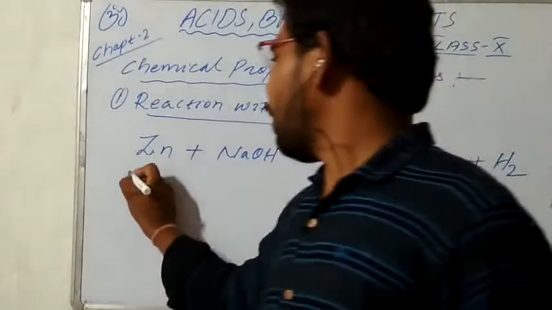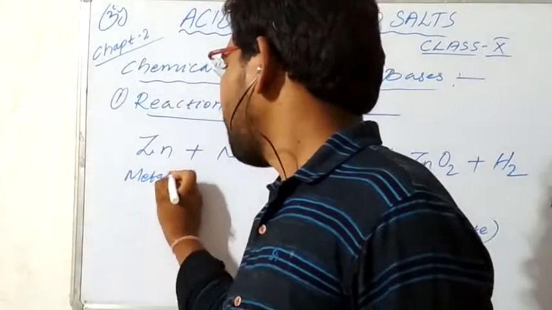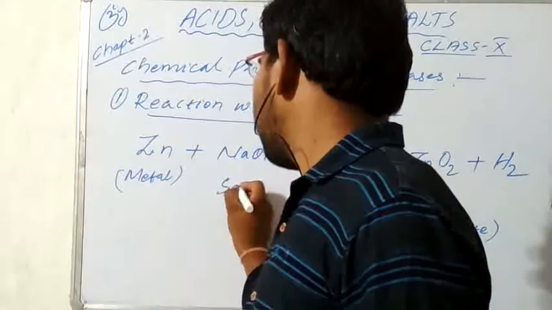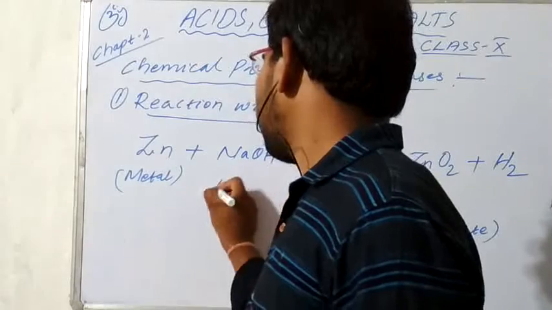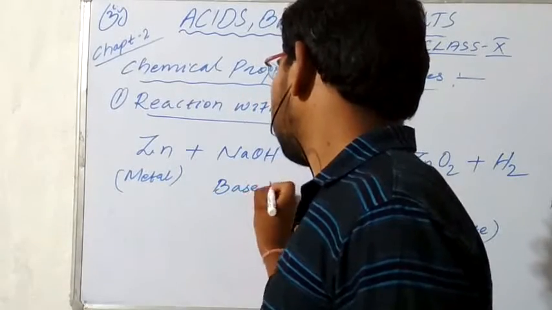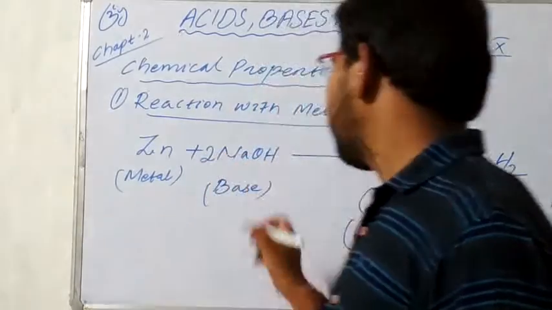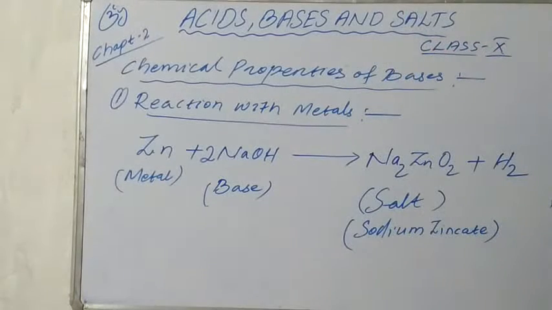Okay, this one is the metal, and this one is the base, sodium hydroxide. We multiply to balance. So this is one example of bases reacting with metal.